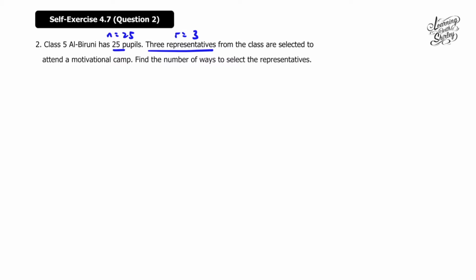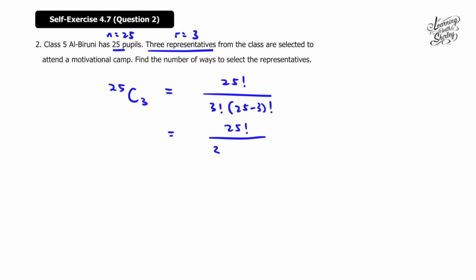So therefore, to find the number of ways, we're going to use nCr, which is 25C3. Okay, let's put this into the formula. So 25 factorial over 3 factorial, and then 25 minus 3 whole thing factorial, which is equals to 25 factorial over 3 factorial times with 22 factorial, and then we use the calculator, and the answer is 2,300 ways.